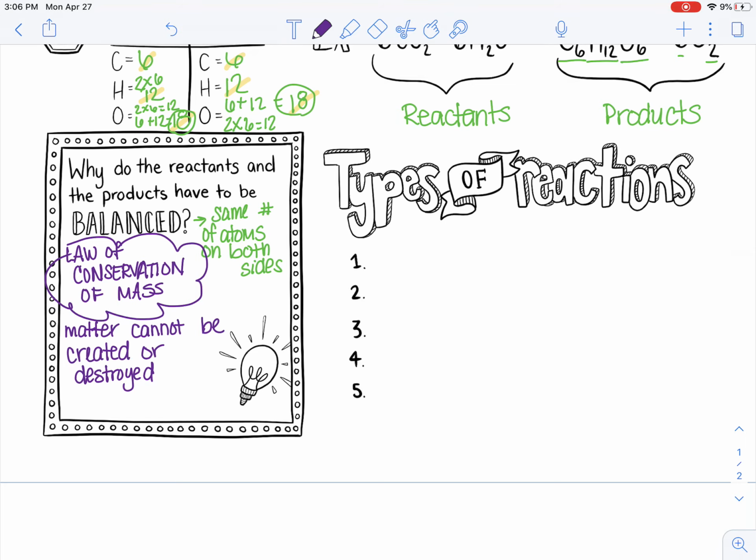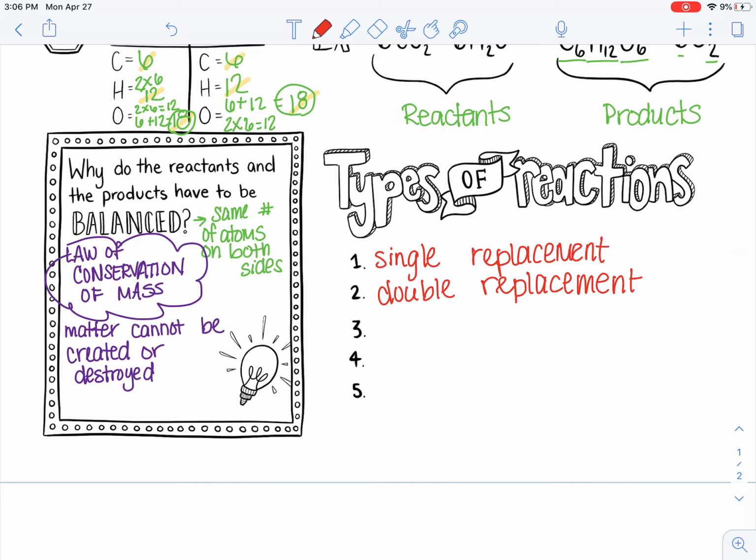So then last but not least, these types of reactions over here, and we're going to talk about this in some notes next week, but I just want to make sure that we have it all written down here. We don't want to leave anything blank. So the first type of reaction that we're going to learn about later on is a single replacement. We can also have a double replacement. We can have synthesis. Synthesis is a fancy word that means putting together or a combination.